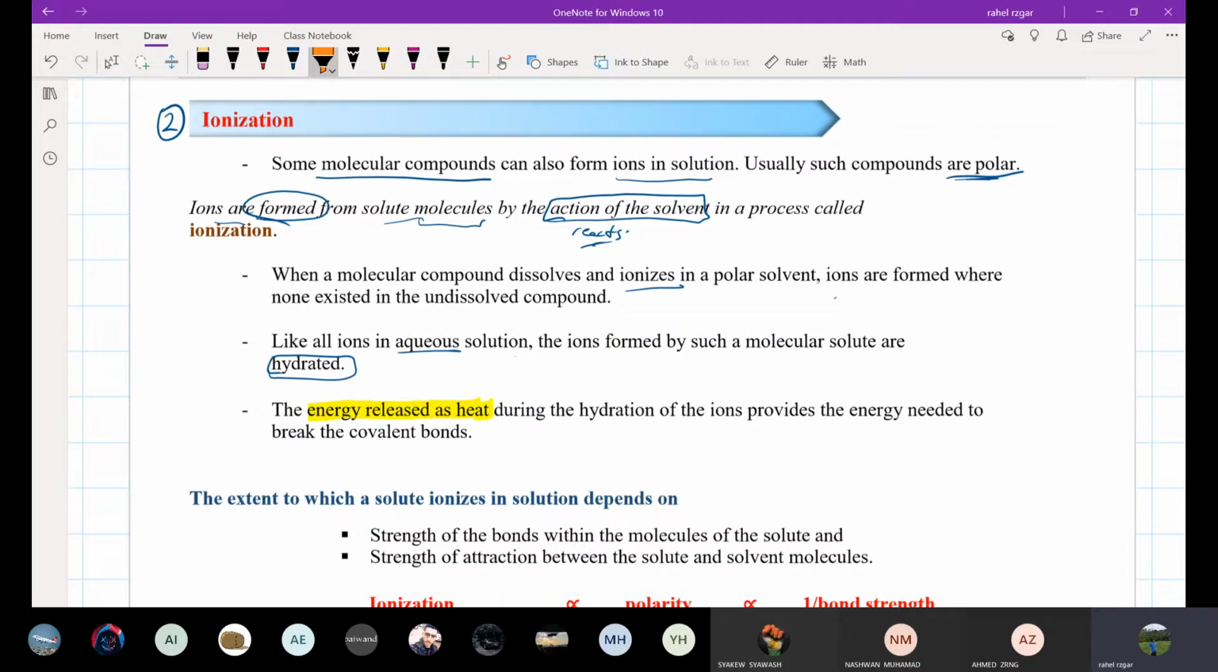What is the importance of this energy that is released? It provides energy needed to break the covalent bonds. So it will break the bonds and make them ions, and make more ions. They are needed in order to break the other bonds of the other molecules. Because if you remember, we said for breaking bonds, we need energy. Where does it get the energy? From the dissolution. When it dissolves, it releases some energy, and some of that energy is used to break the covalent bond.